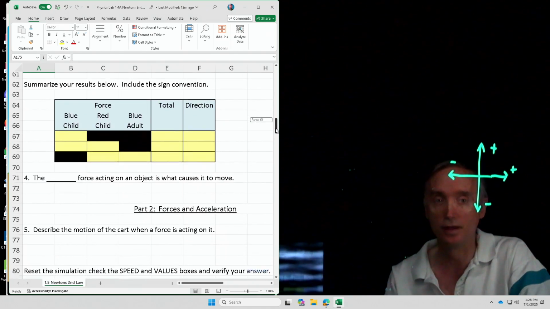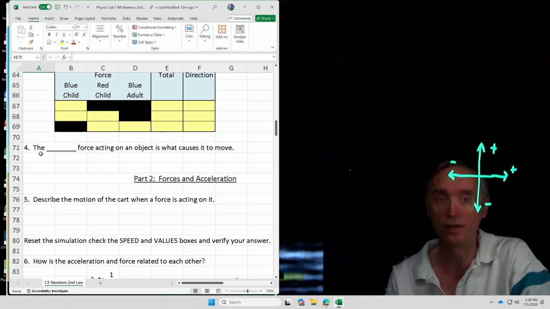Okay, once you've done that, now you can fill this in. The blank force acting on an object is what causes it to move. So put a word here that makes that sentence make sense.